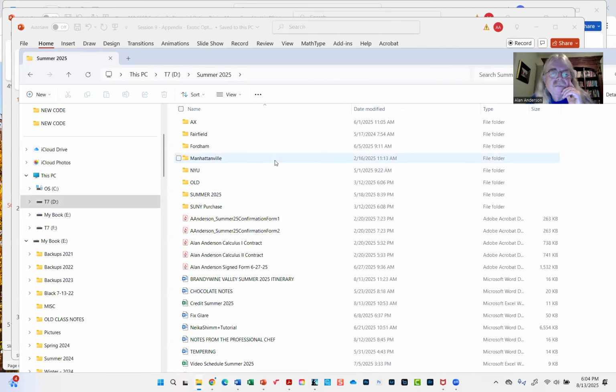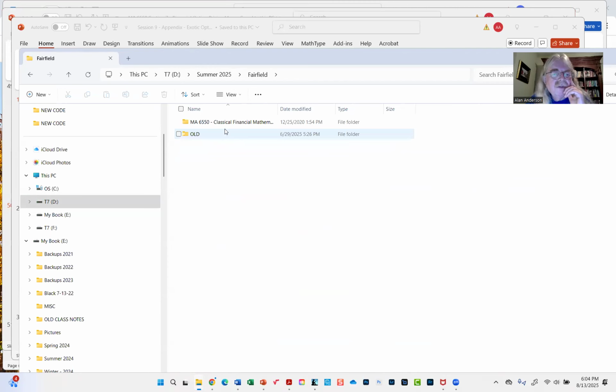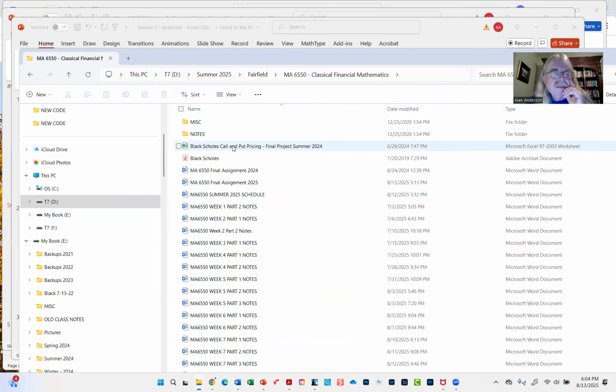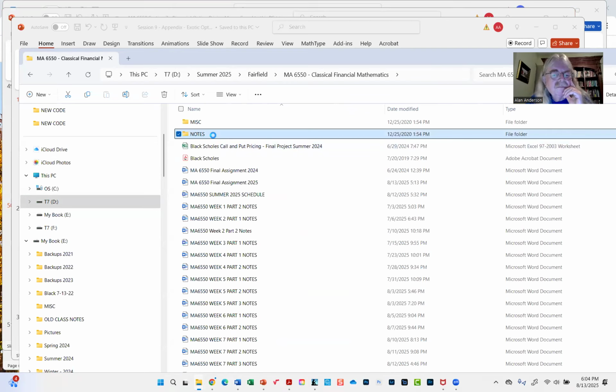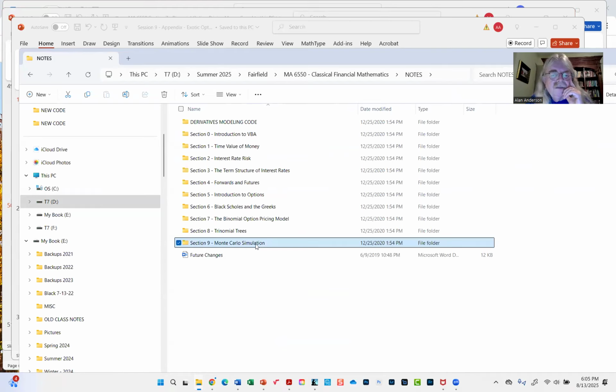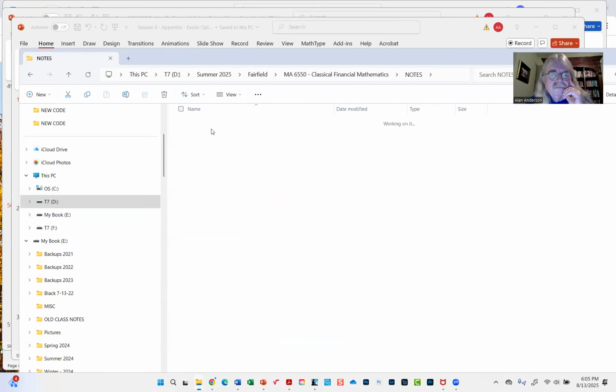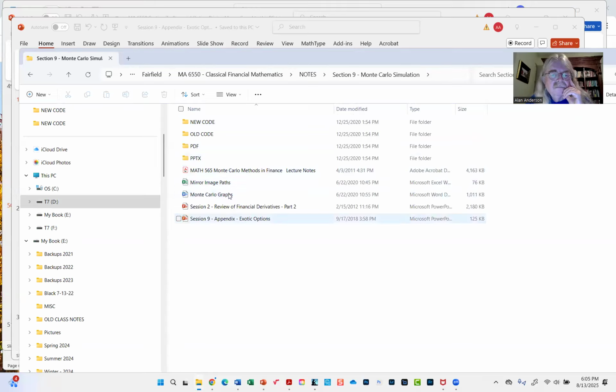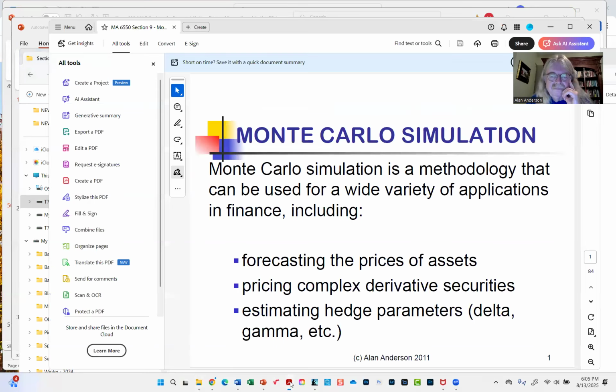Okay, so it looks like the Monte Carlo notes are not open. I have the exotic options file here, but not Monte Carlo for some reason. Here we go. Oh, no, there it is.